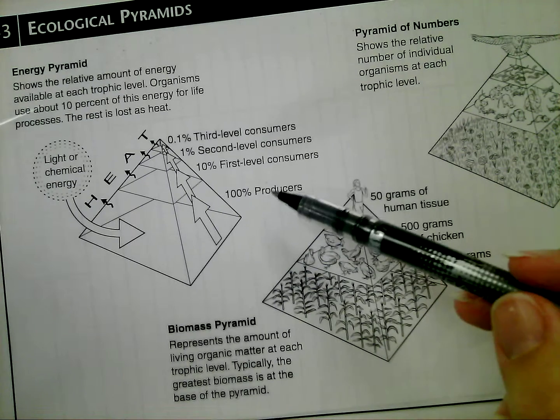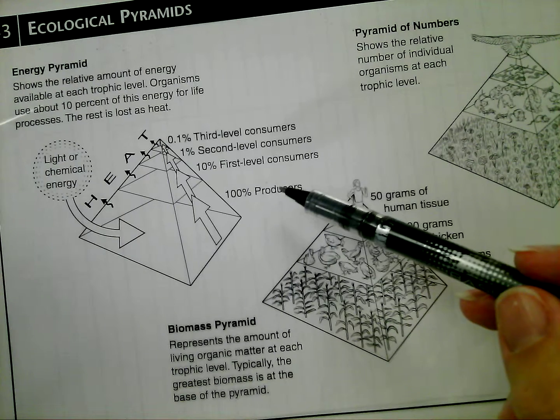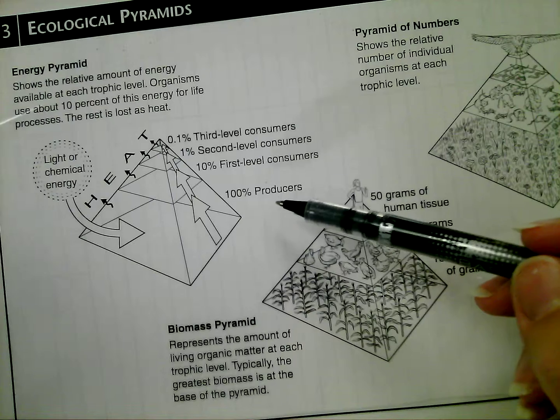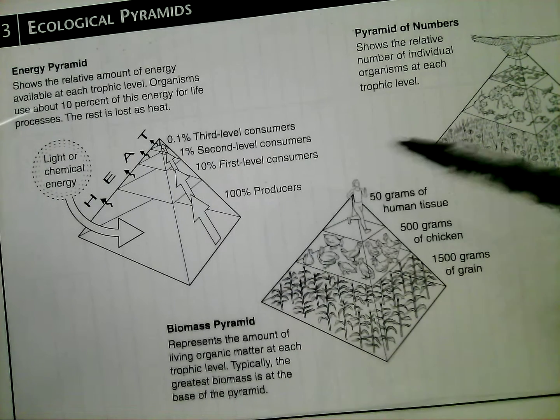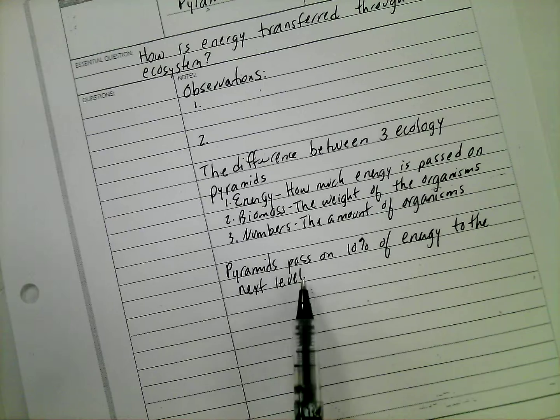So if a bear came along and ate me, because I'm hiking along in Wyoming, and a bear came along and ate me, because they're pretty aggressive out there. So if he ate me, he's only eating 10% of all the energy that I've ever taken in throughout my entire life. Okay? So that's pretty important. So pyramids pass on 10% of the energy to the next level.